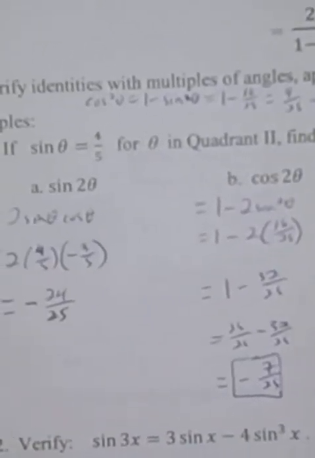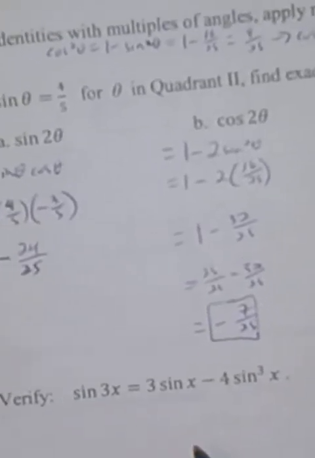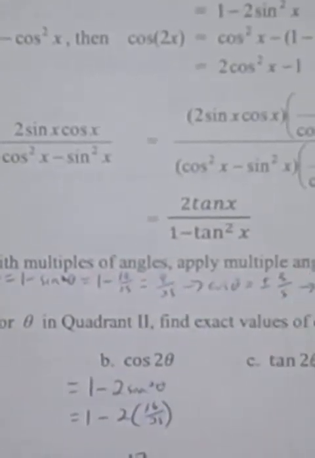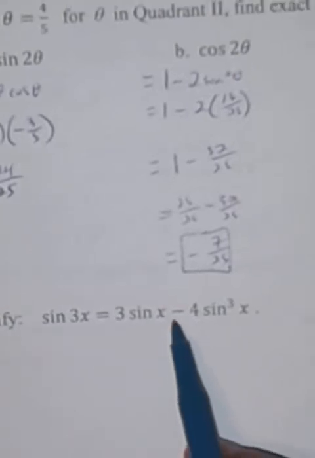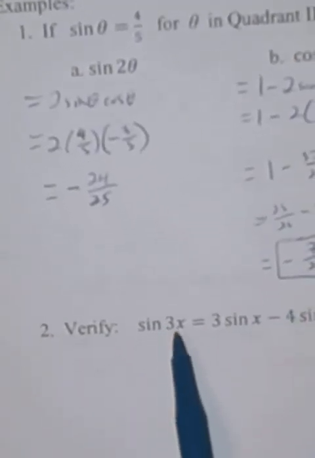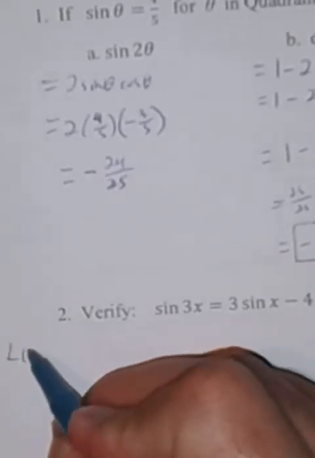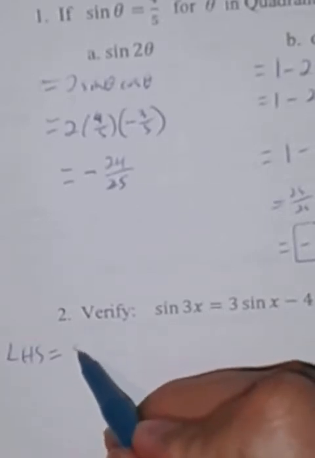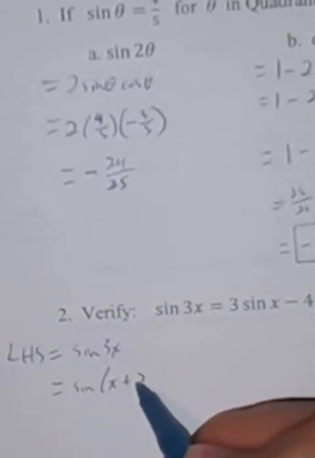Let's try number 2. Verify sine of 3x equals 3 sine x minus 4 sine cubed x. Again, remember to verify identities with multiples of angles, apply multiple angle formulas first. We have a guideline that says work with the least simplified side first, so if we have multiple angles, work with the multiple angles side. We're going to start with the left-hand side equals sine of 3x, and I can say that's equal to the sine of x plus 2x.